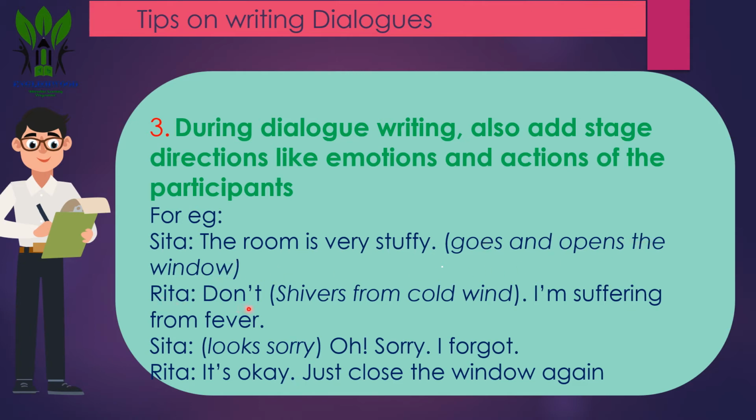But Rita says, don't, I'm suffering from fever. This is clarifying that she is shivering from the cold, perhaps she has that kind of fever. She feels very cold, and therefore she had closed the window. Sita looks sorry because she's sick. Oh, sorry, I forgot. Rita, that's okay, just close the window again. So this is how we can create the stage directions too while writing our dialogue.